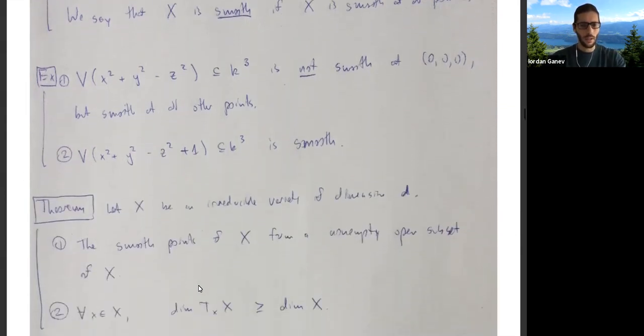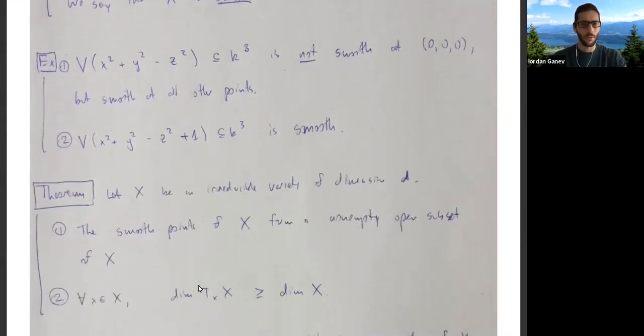Okay, and then I said this theorem here. If x is irreducible of dimension d, then the smooth points of x form a non-empty open subset of x. And the dimension of the tangent space at any point is bigger than or equal to the dimension of x. One way to think about this theorem is using what I said before. Let's say x is affine and embedded, cut out from A^n by d linearly independent polynomials f1 through fd.